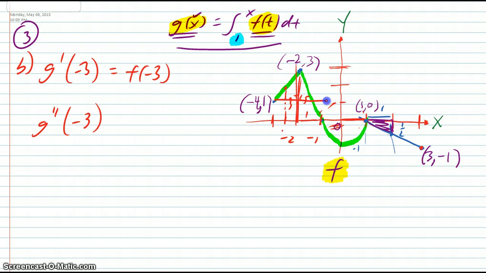So if this was at 1, this was at 3, we got to think that this here is 2. So it's negative 3, 2, and so our answer there should be 2. And so that is actually our first answer.